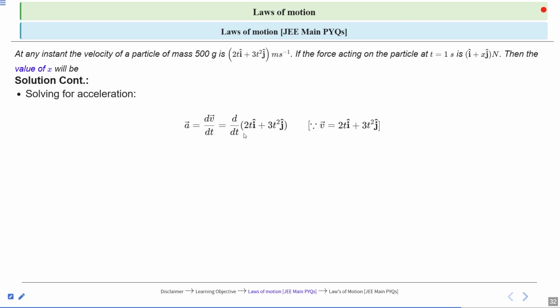dv upon dt. The differentiation of 2t i cap is 2 i cap, and for differentiation of 3t square j cap, 3 is the constant term, and the power of t is 2. So the power comes outside, so 3 into 2 is 6, and minus 1 from the power, so 2 minus 1 is 1. So the remaining term is t. So 6t j cap meter per second square. Clear? So this is the acceleration.